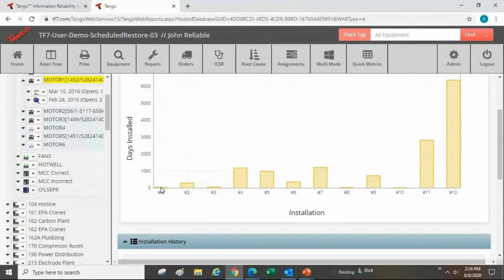So the first time this was tag number 1449, it lasted 35 days in this location. I then went to tag number 3591. It lasted almost a year. Then I went to tag number 1758, and it only lasted 42 days. I'm seeing a significantly low mean time between failure on these particular motors on this cooling tower cold well location until I get out to installations that are later in life, number 11 and 12.